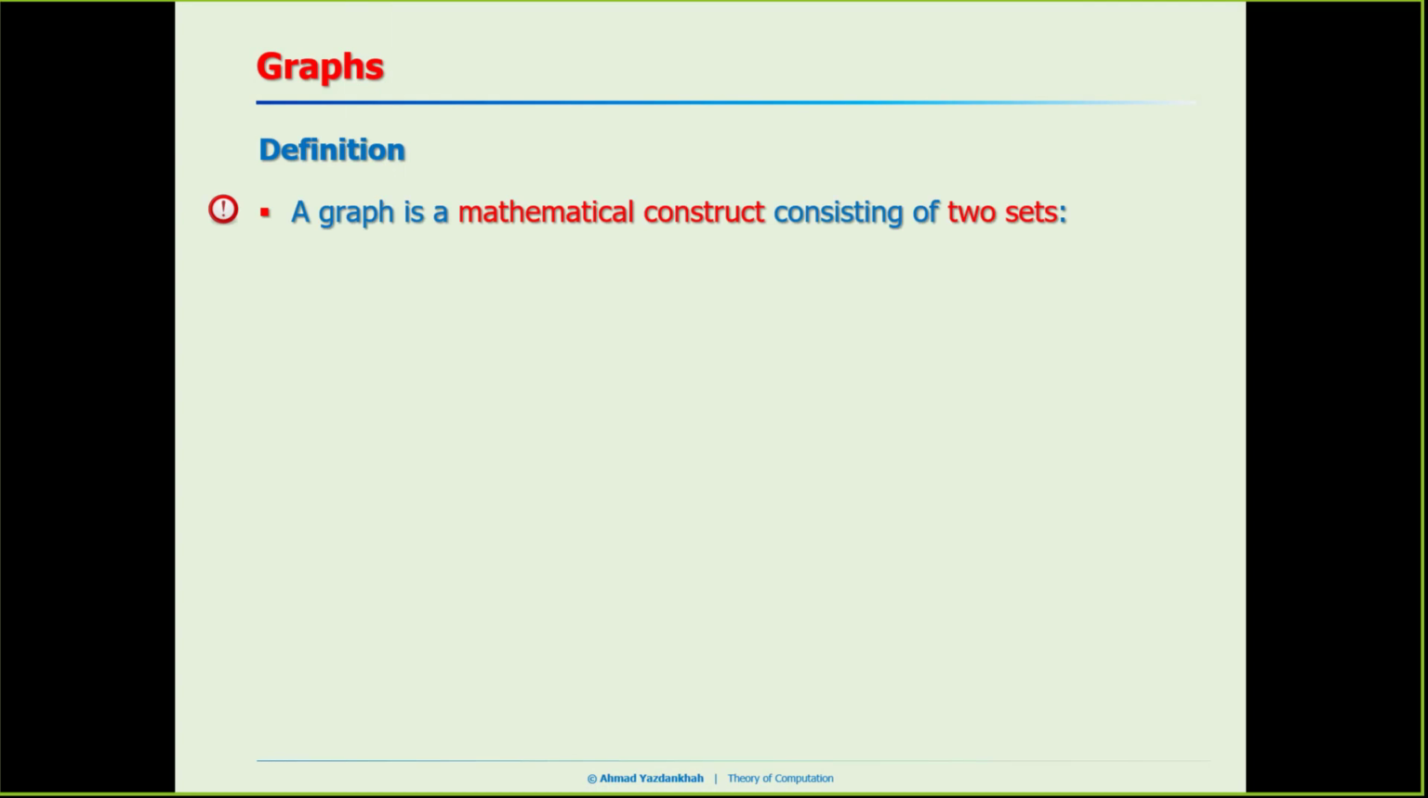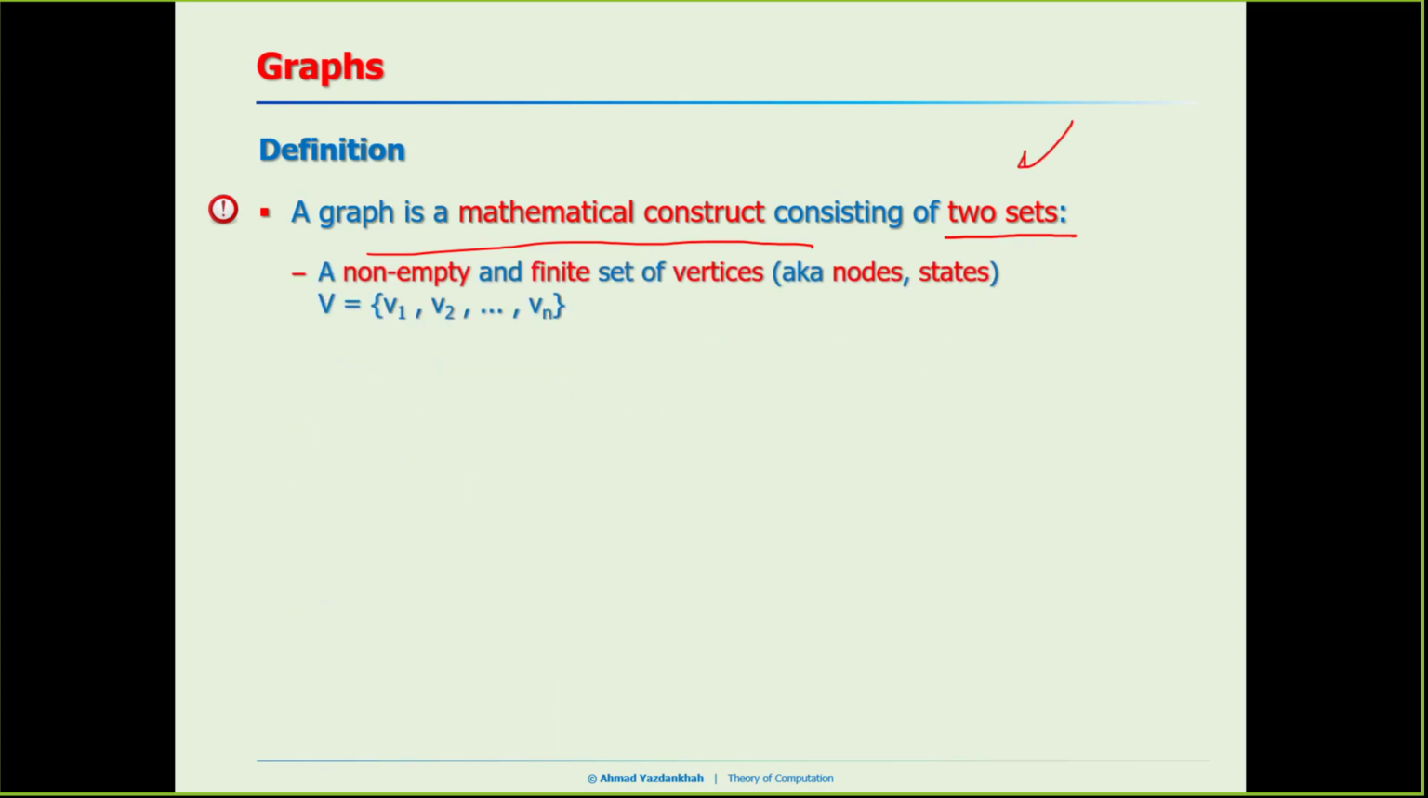So the graphs, which are very important, especially in this course, are another mathematical construct or structure. And again, we are talking about sets. So we have two sets. One of them is a non-empty finite set that we call vertices, or also nodes and states. In this course, actually, we call them states. But for these preliminary lectures, let's call them vertices. All right. So it's non-empty and finite.